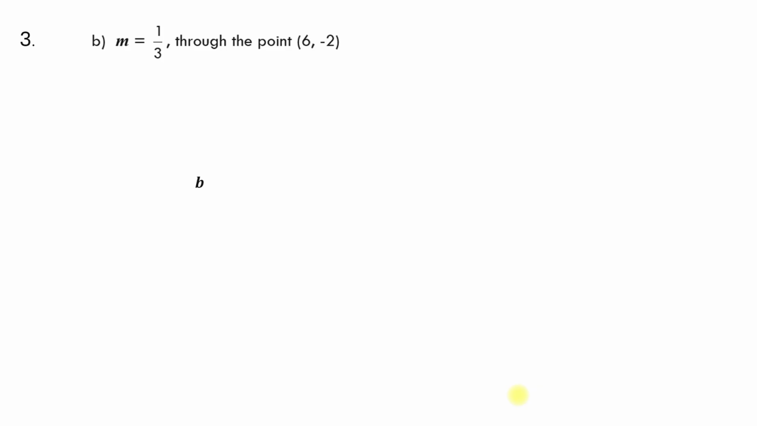Question 3. Once again, we're told the slope, we're told the values of a point, x and y, 6 and negative 2, but we are not told what b is. We do have enough information, however, to solve for b. Once again, we simply plug the values of what we know into the equation y equals mx plus b, and then solve for b.